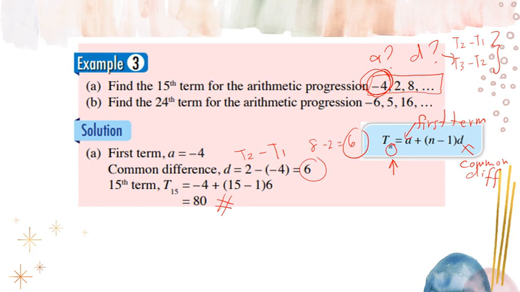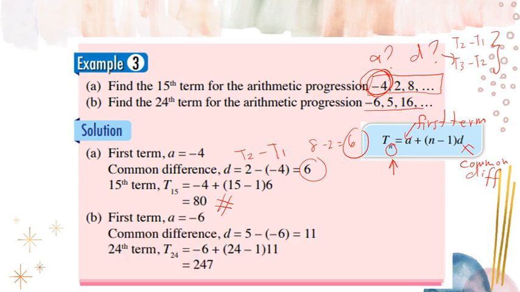So if you want to find the 24th term for this arithmetic progression, the step is similar. First, you have to identify which is the first term. First term is -6. So find the common difference, which is T2 minus T1. 5 minus -6, you will get 11. Or T3 minus T2, which is 16 minus 5, is also 11. So this is D.